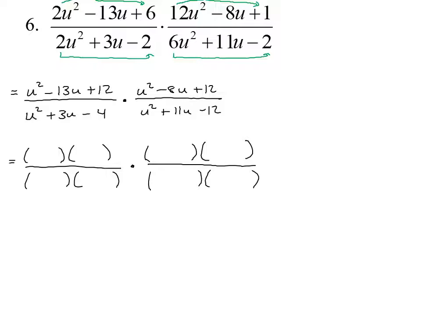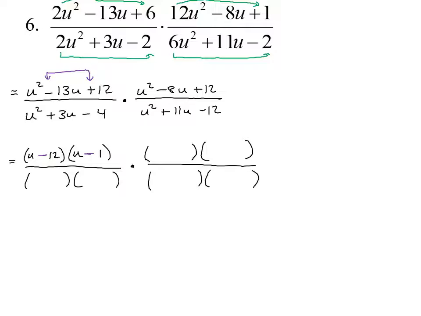So the first one, the u squared minus 13u plus 12, this is a positive sign. The sign in front tells me what they should be, so they're both minus signs here. And you're looking for the u squared will be u and u. And you're looking for two numbers that multiply to 12 that add to 13, which would be 12 and 1.